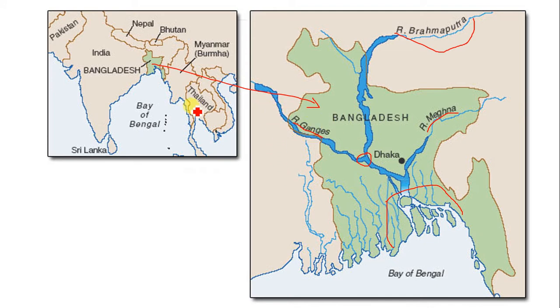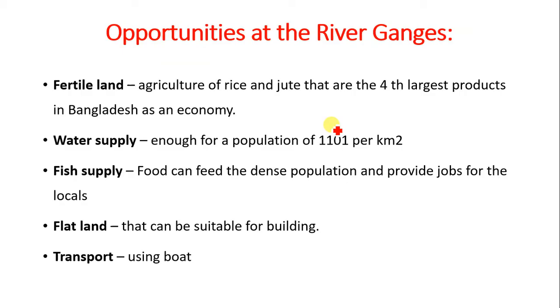Now, having this knowledge, you find out that Bangladesh is close to Nepal, Bhutan, Pakistan, Myanmar, and so it shares boundaries with these major areas, quickly with India also. So let's just go through this content and see the opportunities derived by the people of Bangladesh from River Ganges.